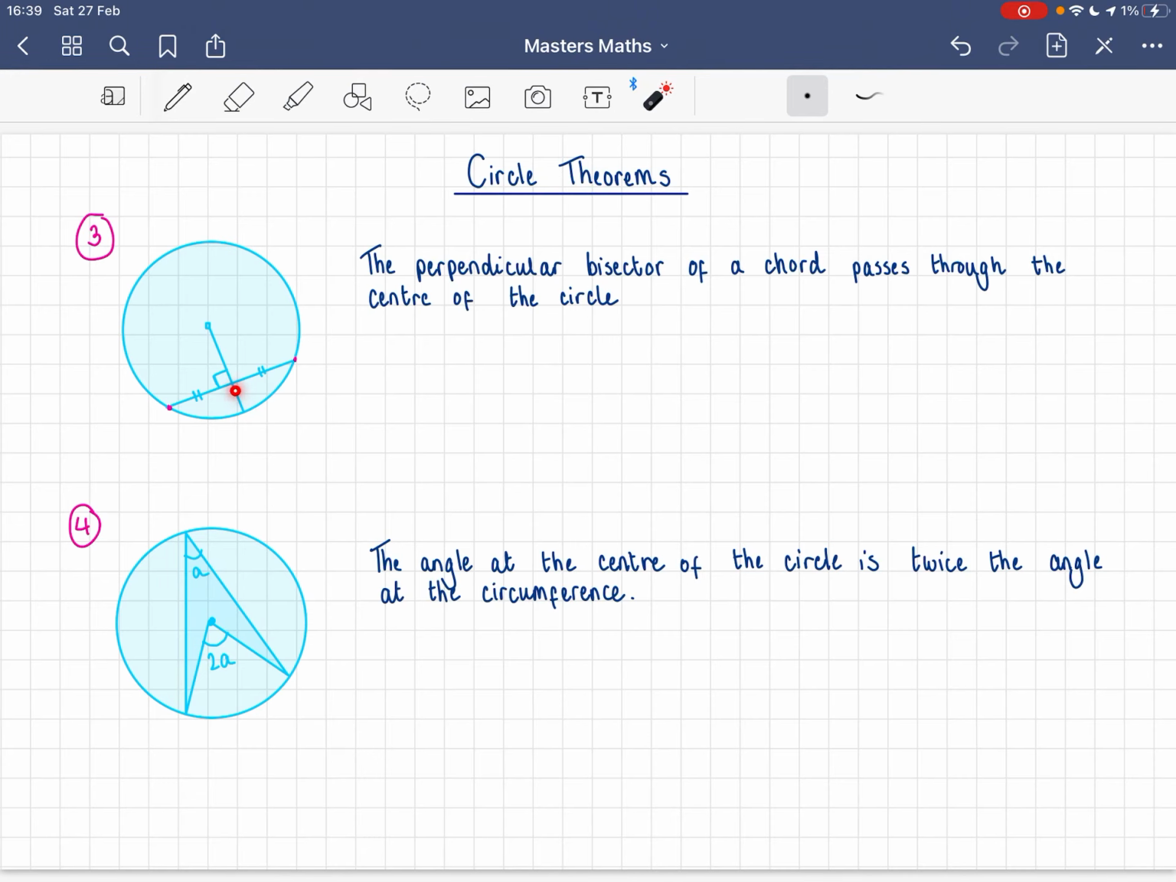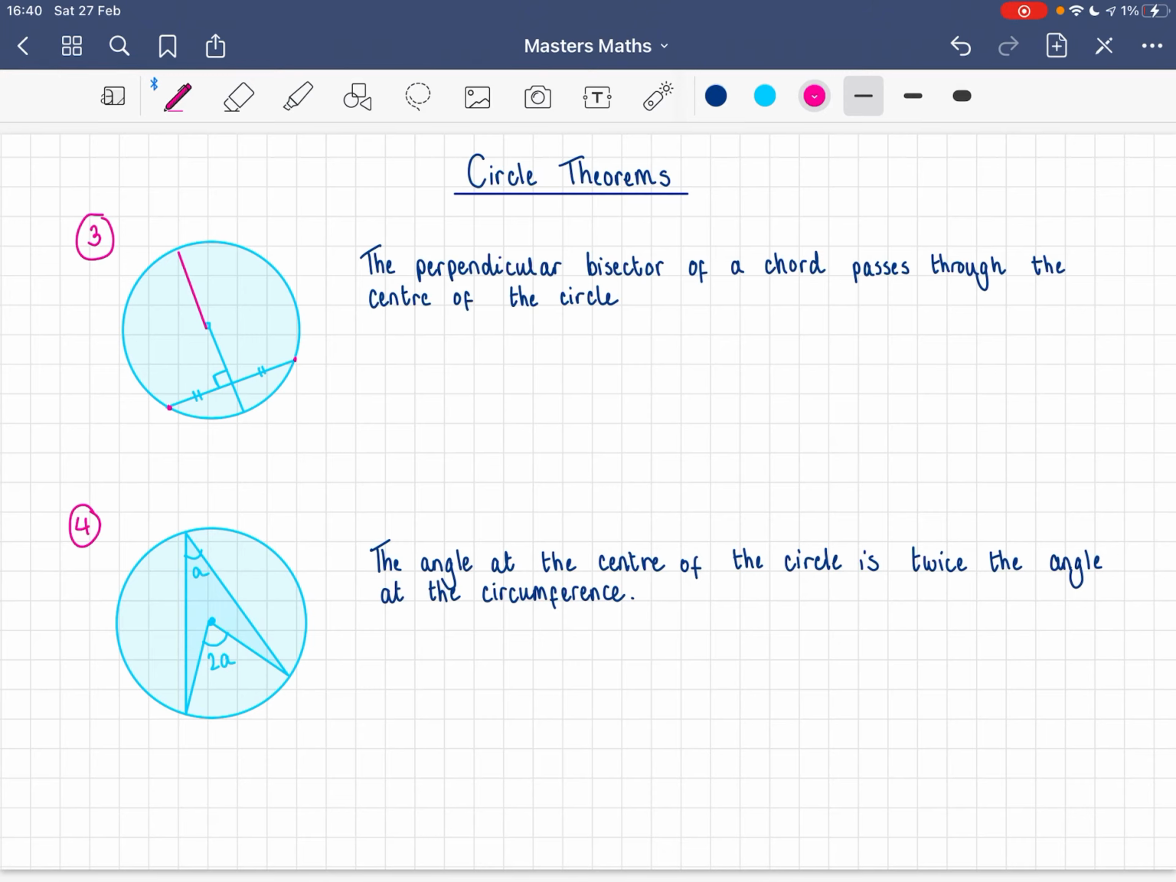That line, so the bisector, has to go through the center of the circle. So if we continue it so that it's from the center to the circumference, it would be a radius. We could even extend it all the way out and it would become a diameter. But because it is a perpendicular bisector of a chord, it has to pass through the center of the circle. That is the key point. So if you have a chord, you perpendicularly bisect it, it has to pass through the center of the circle.